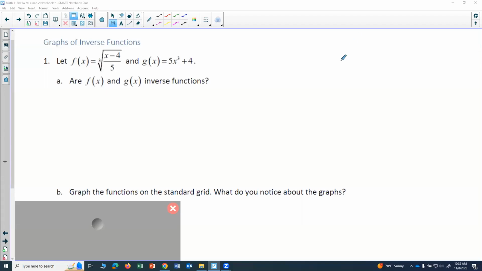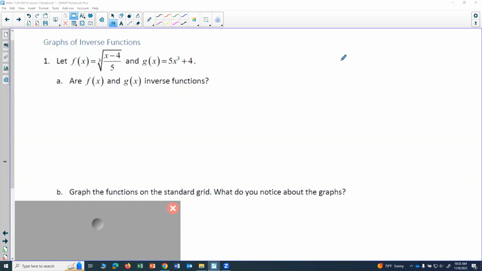In this video, we'll look at graphs of inverse functions. So first of all, remember that inverse functions swap the domain and the range. So the x values of the original function become the y values of the inverse function, and the y values of the original function become the x values of the inverse function. So that will affect how the graph looks.